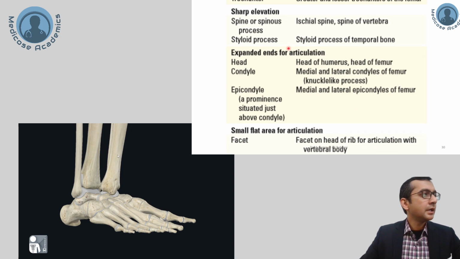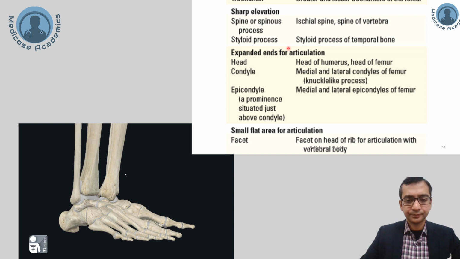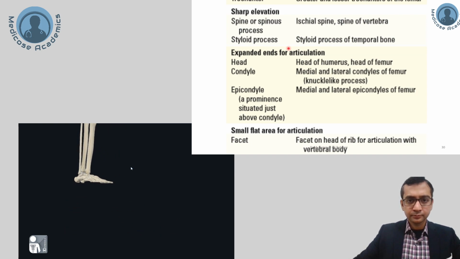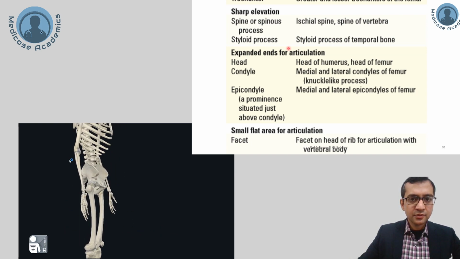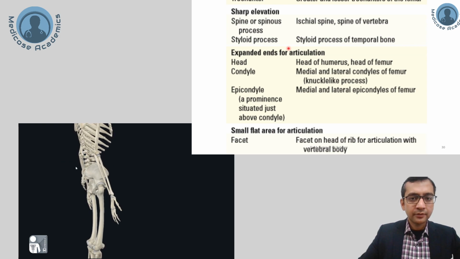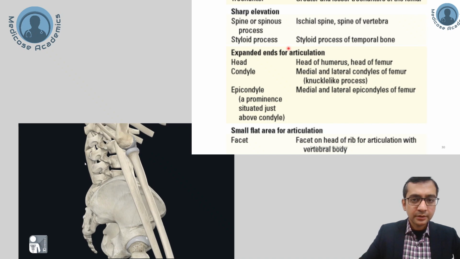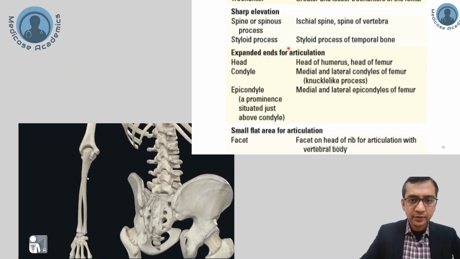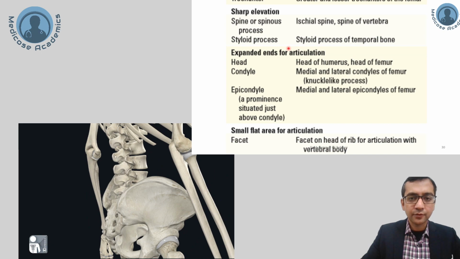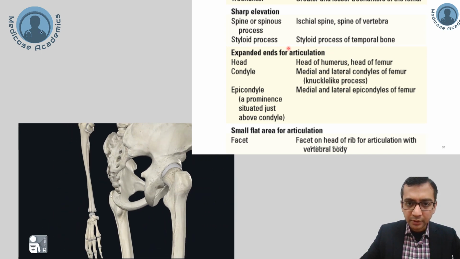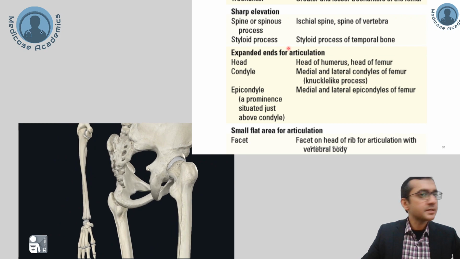Sharp elevations, like spines. In the vertebral column, these are spines of vertebra. This backward projection, you can actually feel them on your back. Here in the hip bone, there is this spine. This is a pointed projection. This is the spine of ischium bone.